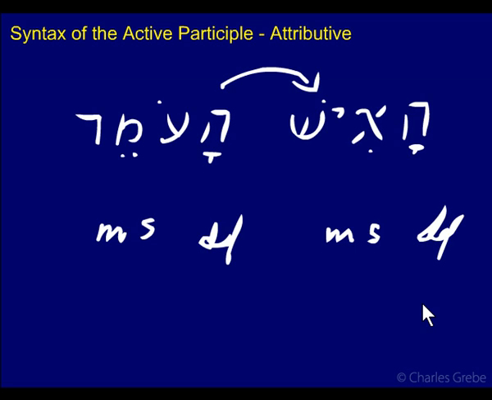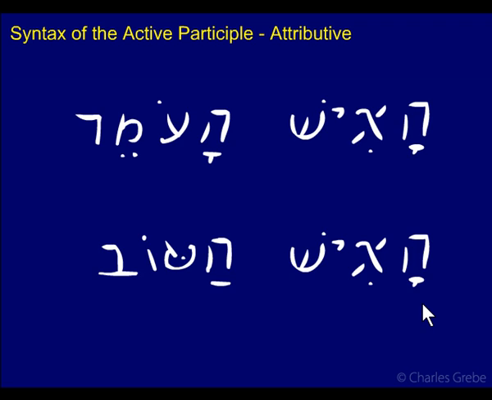Now let me show you how this is very similar to what we have with the adjectives. Really the same. Ha'ish ha'omed is similar to ha'ish ha'tov. Tov means good. Tov is an adjective. This is the masculine singular form, this is the masculine singular form of the man, and they're both definite. So it's exactly parallel. The standing man, the good man. Here we have an adjective, here we have a participle.